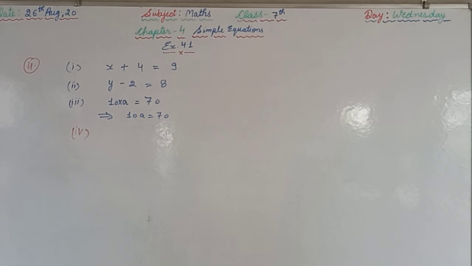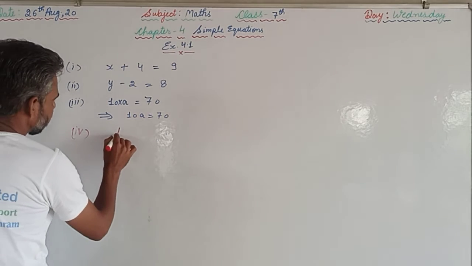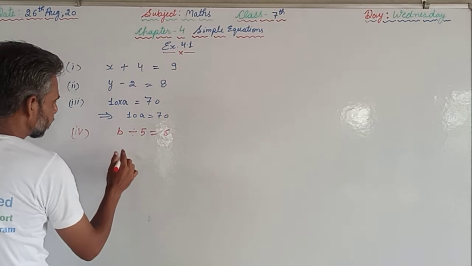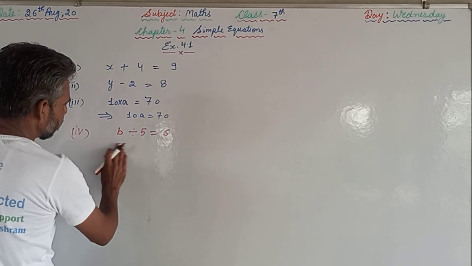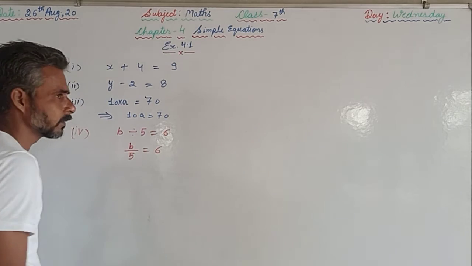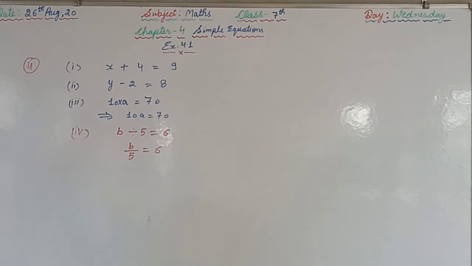The number b divided by 5 gives 6. This can be written in this form also: b divided by 5 is equal to 6. That again is the simple equation. So like this we are supposed to proceed.